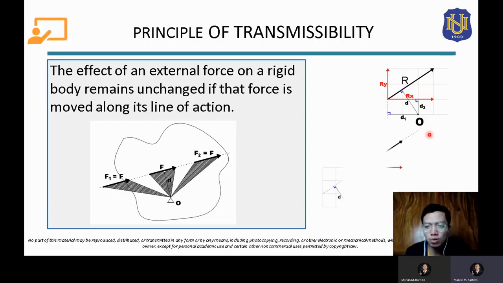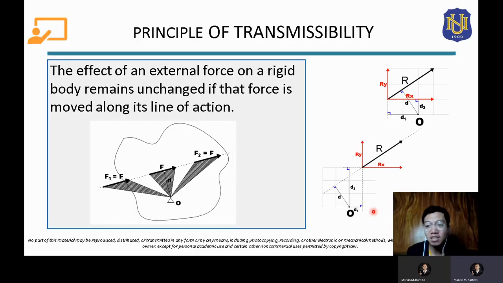So if we're going to transfer this force R, let's say we transfer it here, but the place where we transfer this force R is actually along the line of action of that force R. So even if we transfer it to this position, if we solve for its moment about point O, it will give you the same answer. It will give you the same magnitude of moment.